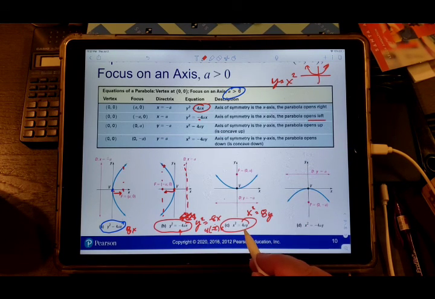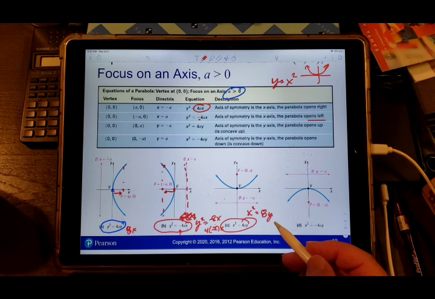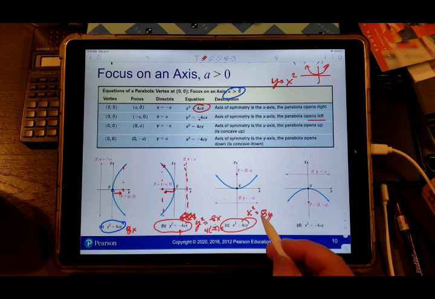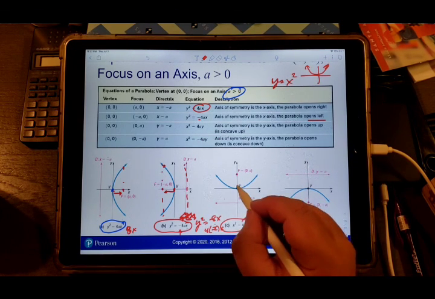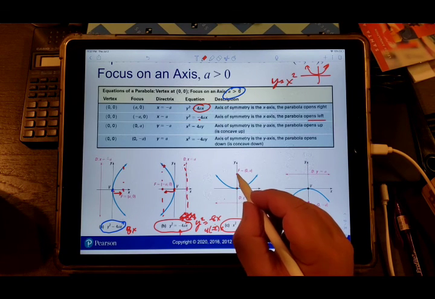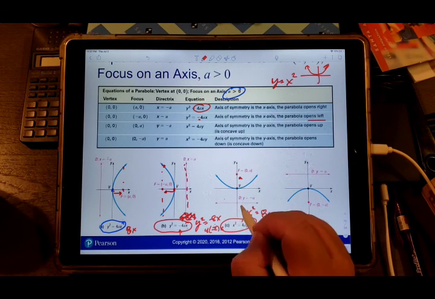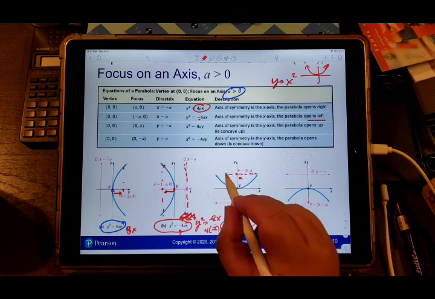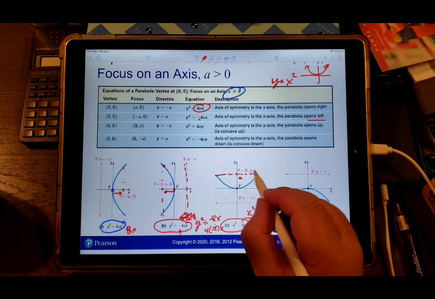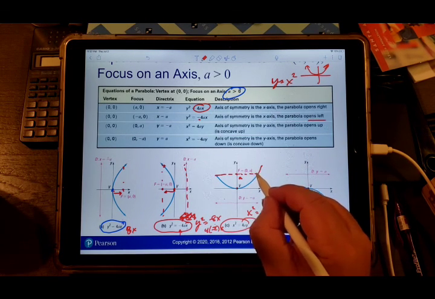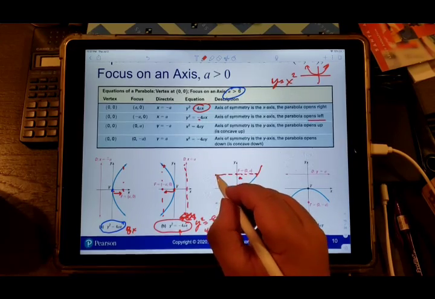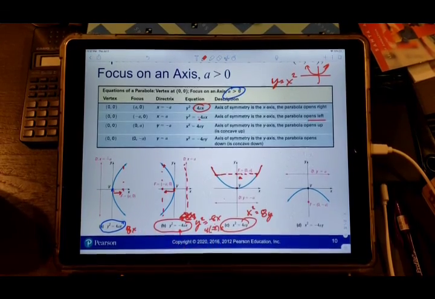And what do we have? Well, A is positive 2. Again, A is always positive, but A is 2. And there's nothing negative involved here. So vertex, and you go up A. How far do you go in each direction? 2A in each direction to give you the endpoints of the latus rectum.